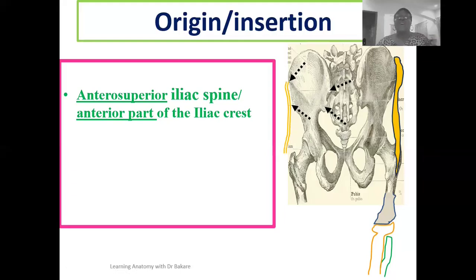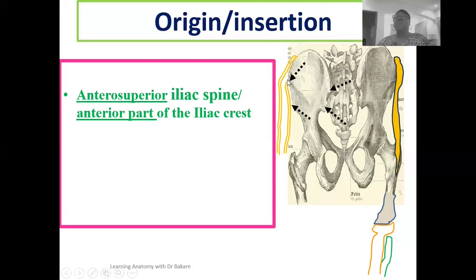We also have other fibers originating from the anterior part of the iliac crest. This is where we have the iliac crest here above, and this is the posterior view. It means we'll also be having fibers of the tensor fascia lata originating from the anterior part of the iliac crest, which is going to be located at the front. So you have a number of fibers also originating from the anterior region of the iliac crest.